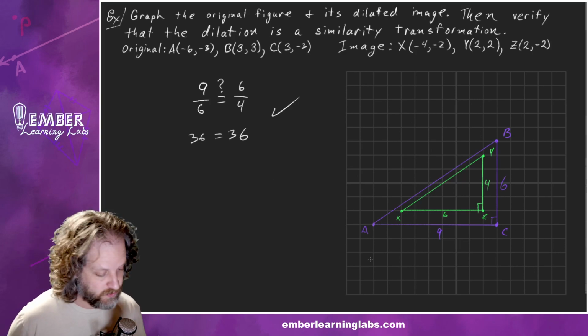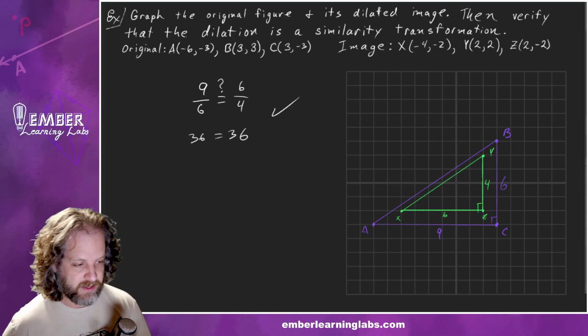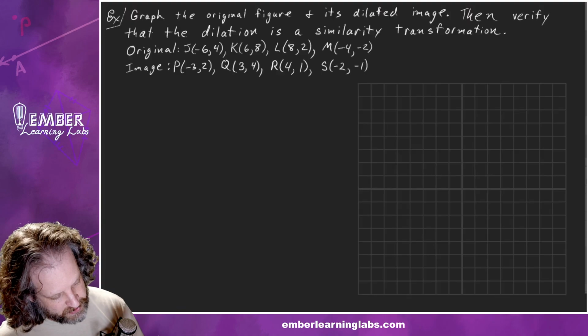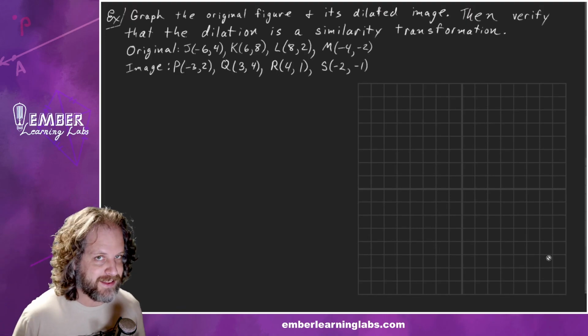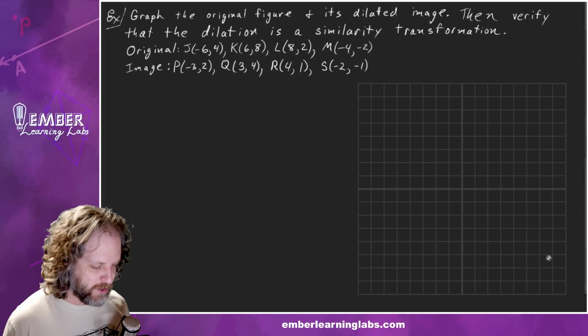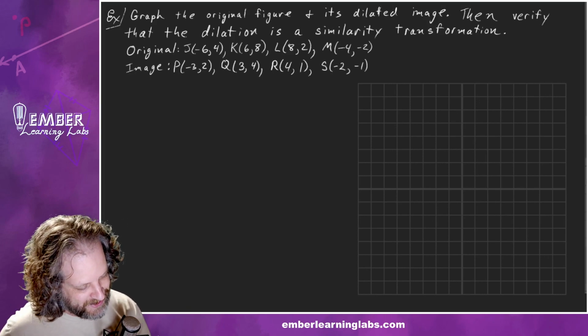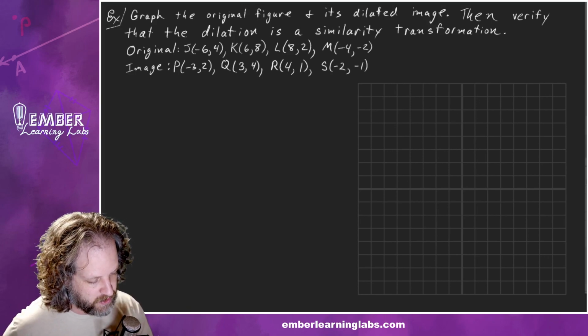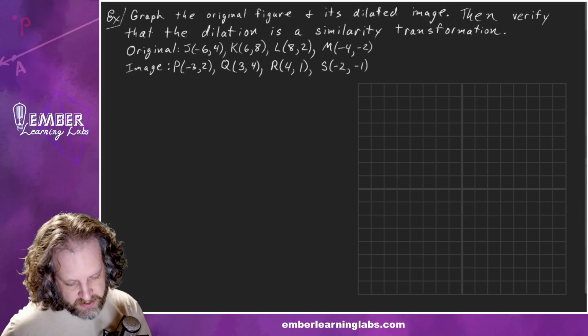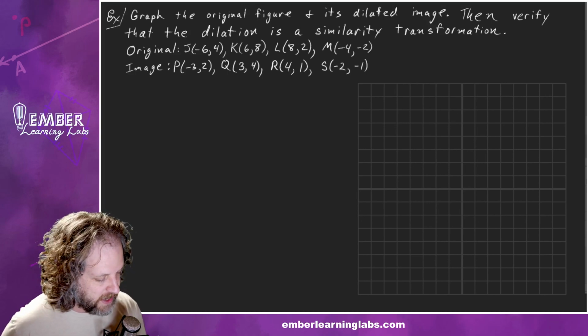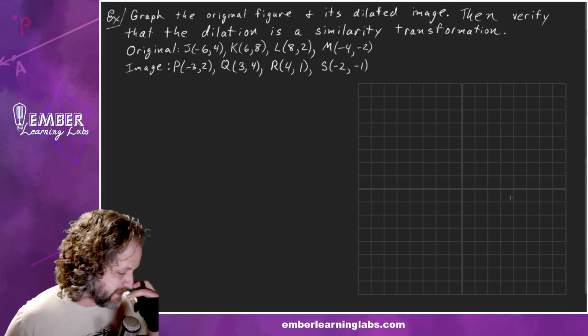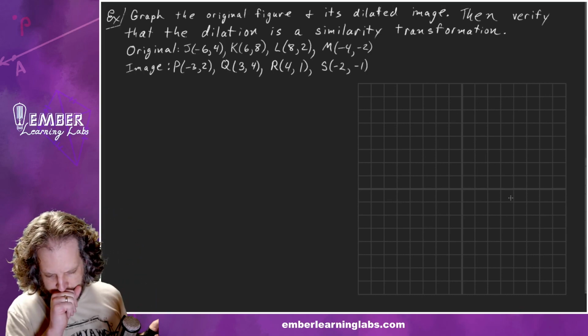Yay, verified. Great. Let's do one more example, and then we're going to be through. This one's going to be a little bit trickier. This is the one I pre-warned you about a minute ago. Right? We got this. We can do it. It's going to be okay. So the instructions are the same. So it's to graph it and then verify that it's a similarity transformation.